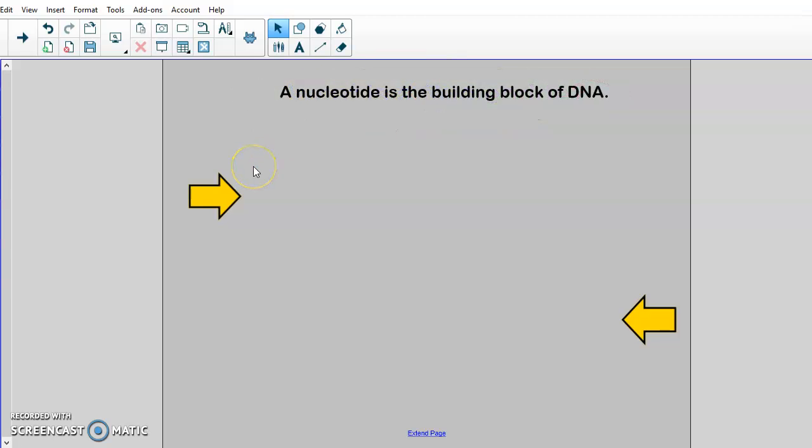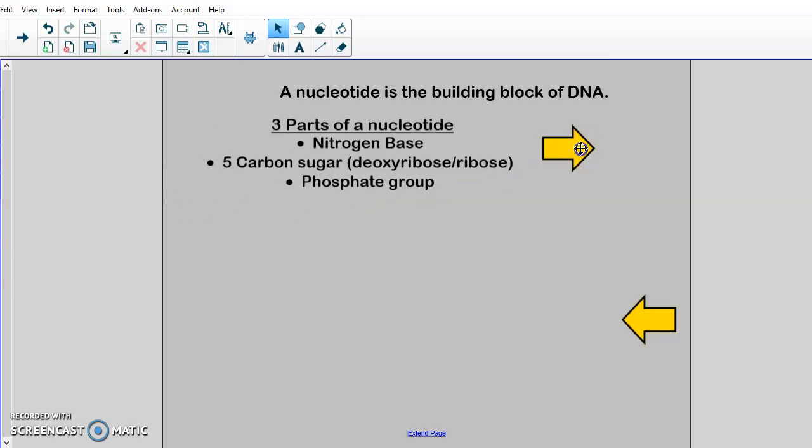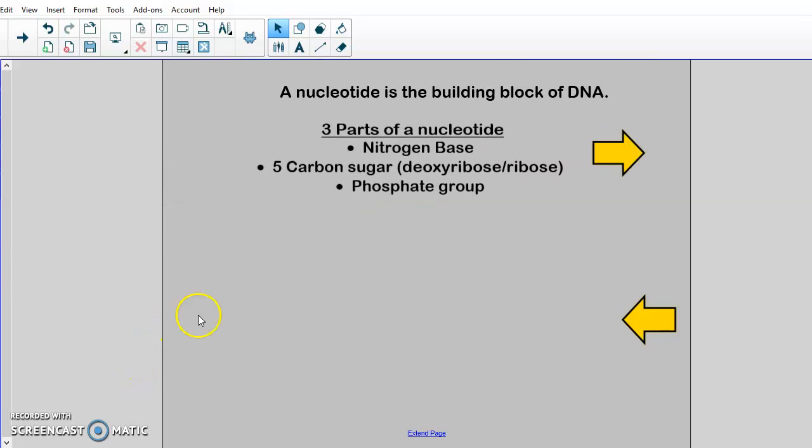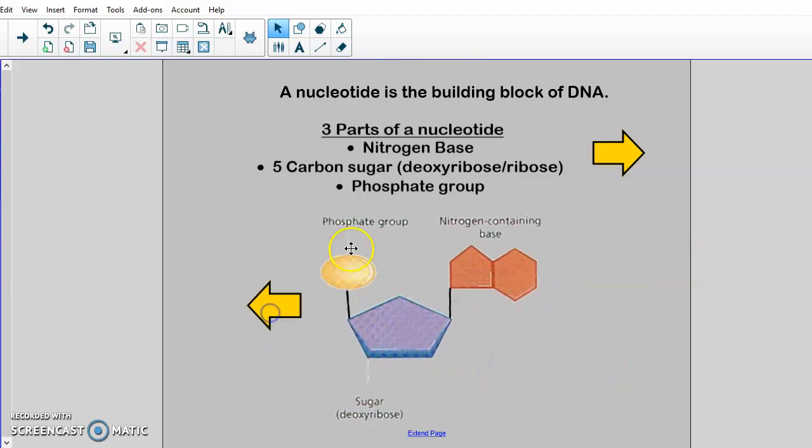So what is a nucleotide? A nucleotide is the building block of DNA, okay? It's like the smallest part that we have of DNA. So there's 3 parts to a nucleotide: the nitrogen base, the sugar, which is a 5-carbon sugar, and then a phosphate group. And it looks like this: a phosphate group, the sugar, and then the nitrogen-containing base. And you guys probably remember that there are 4 bases, A, T, C, and G. The nitrogen-containing bases are right here.